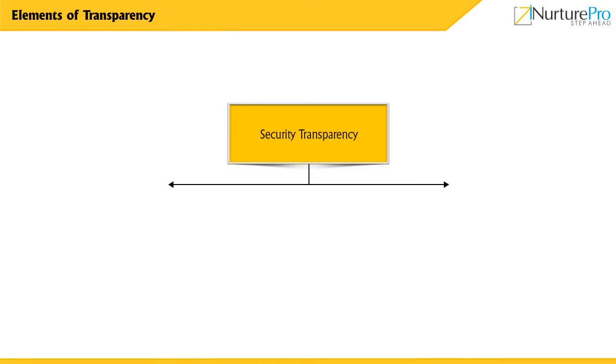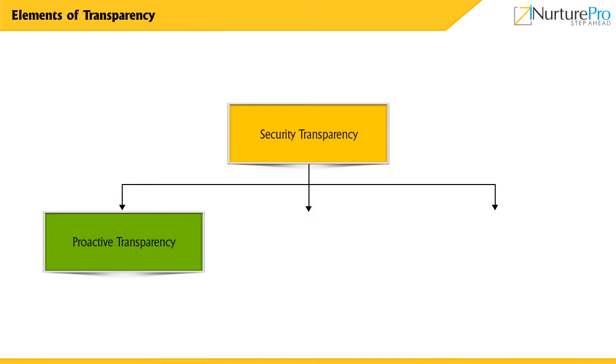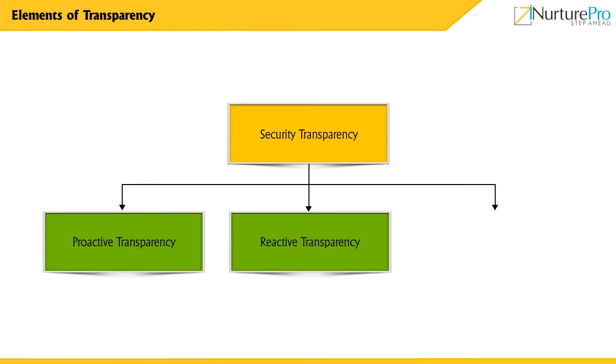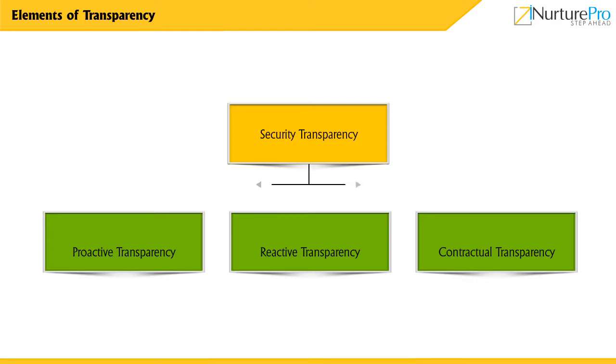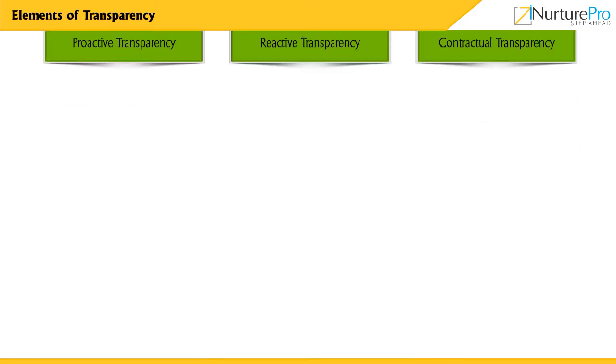Security transparency is divided into three different types: proactive transparency, reactive transparency, and contractual transparency. Let's learn about each type in detail. First, let's learn about proactive transparency.